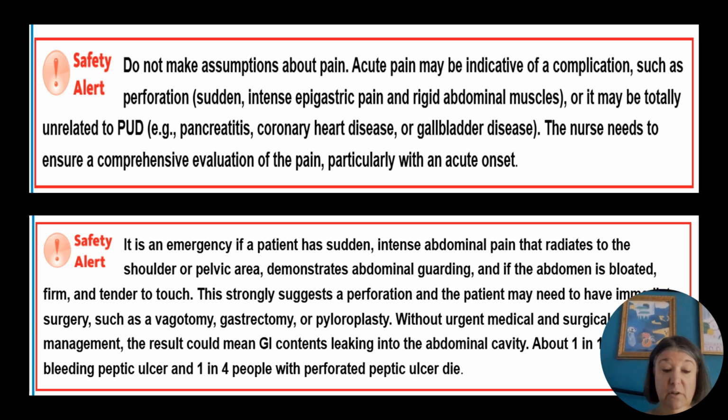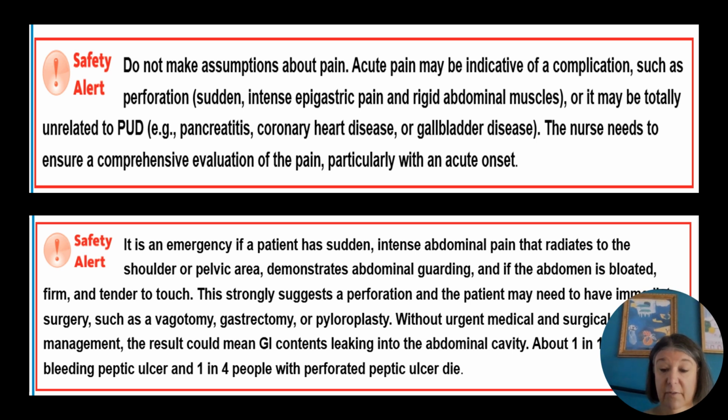This is some safety alerts, slide 38. Do not make assumptions about pain. Acute pain may be indicative of a complication, such as a perforation: sudden intense epigastric pain and rigid abdominal muscles, or it may be totally unrelated to PUD. So it could be like pancreatitis, it could be heart disease, gallbladder. The nurse needs to ensure a comprehensive evaluation of the pain, particularly with an acute onset.